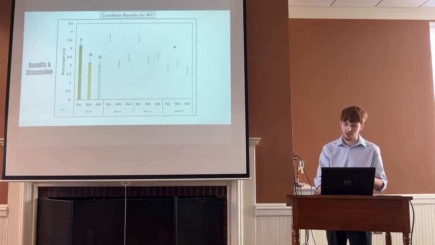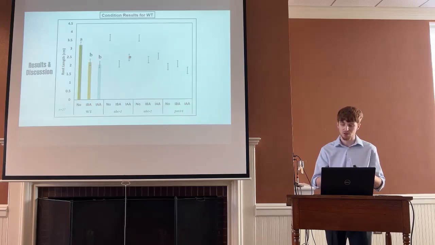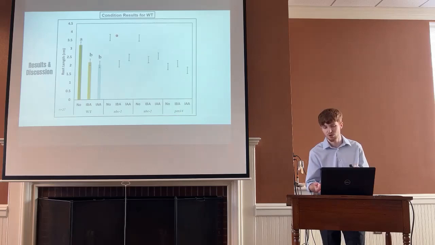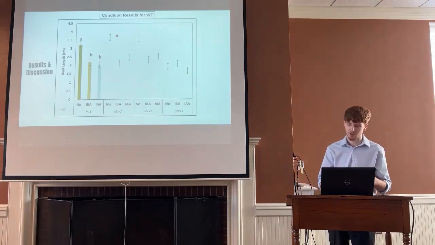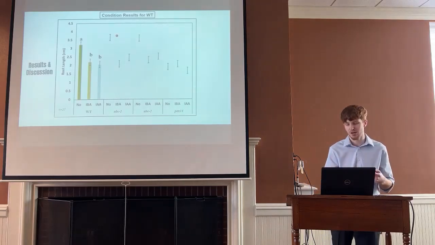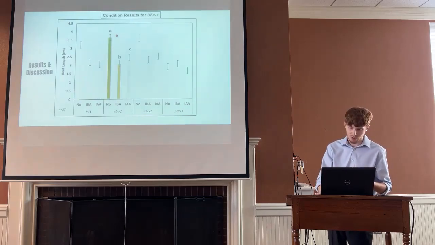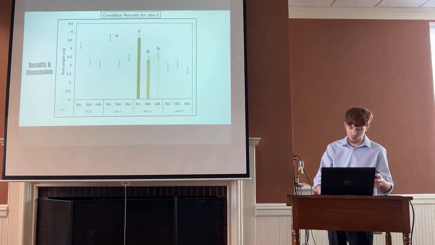So now when you're comparing the IBA and IAA conditions among wild type, the root lengths are shortened compared to no hormone, which is also supported by the data because beta oxidation causes IBA to be converted to IAA, which shortens the root lengths also. And again, this is supported for both mutants, UBC1 and UBC2.